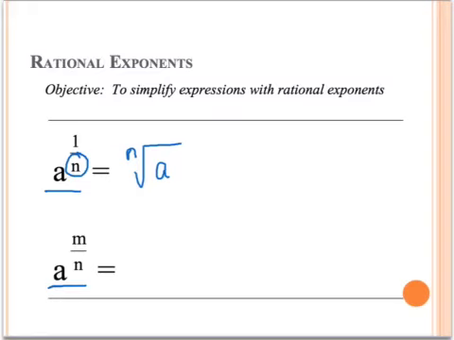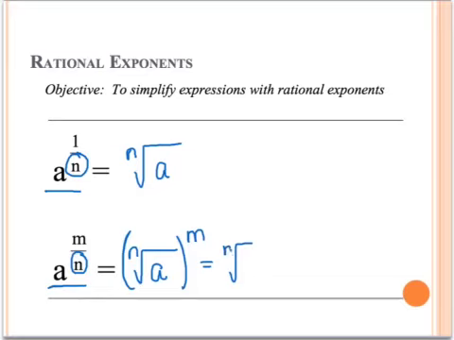And if I have a to the m over n power, again, my denominator is still my index. A is my radicand, but now it's a quantity to the m power. Another way to write this is the nth root of a to the m. So we've already seen the radical forms before. Now we're actually just relating these radical forms to the rational forms. And we're going to go back and forth both ways.